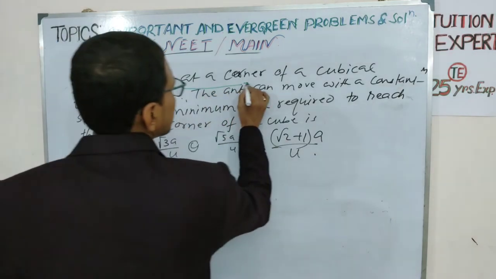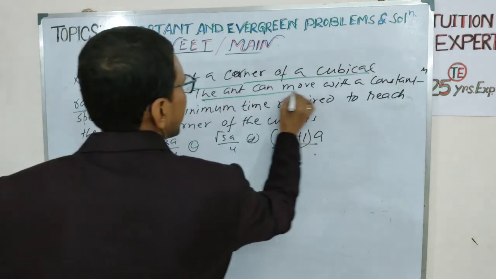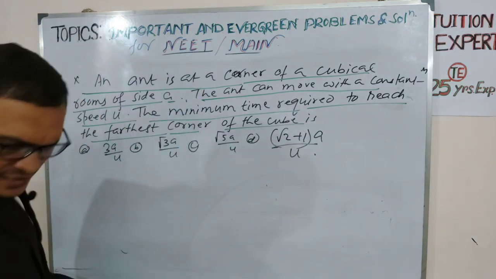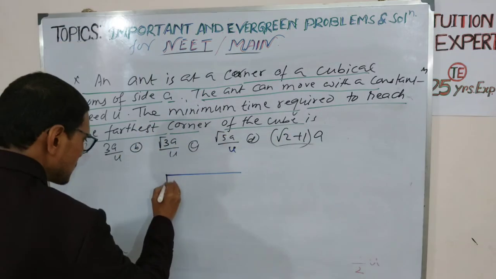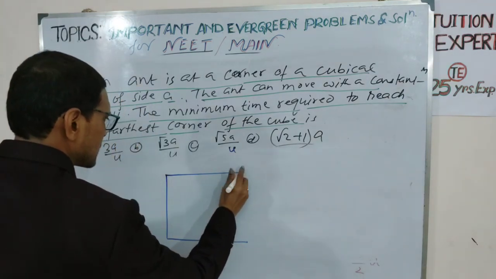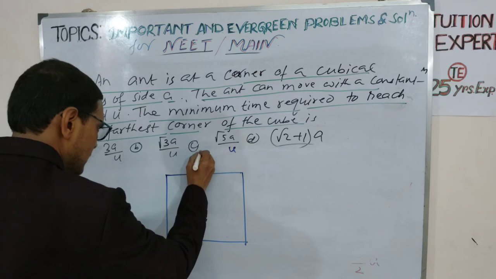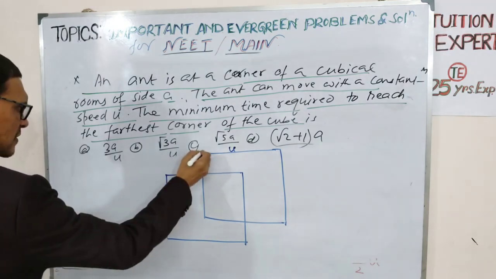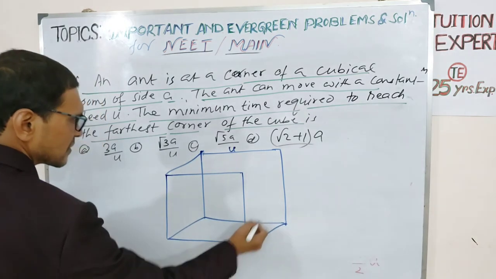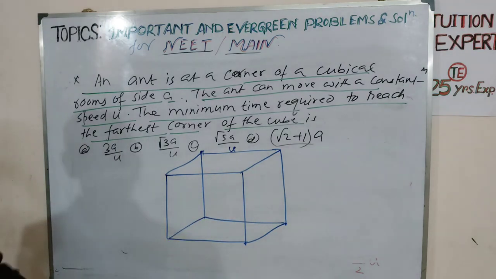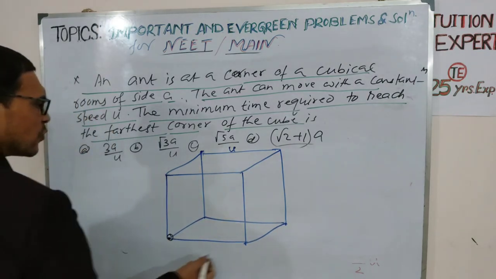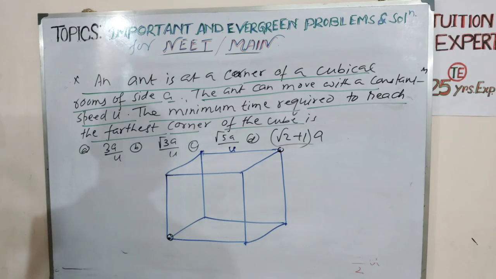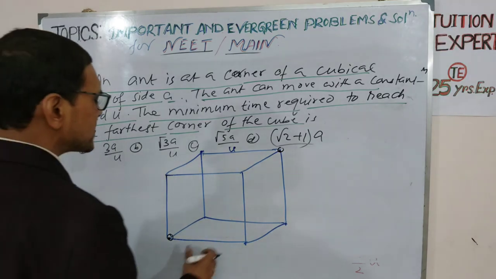Now I repeat the problem once again. An ant is at a corner of a cubical room of side A. The ant can move with a constant speed u. The minimum time required to reach the farthest corner of the cube. Suppose this is a cubical room. An ant starts from here and wants to reach the opposite corner. How can it move so that the distance will be minimum? If the distance is minimum, then the time taken will be minimum.